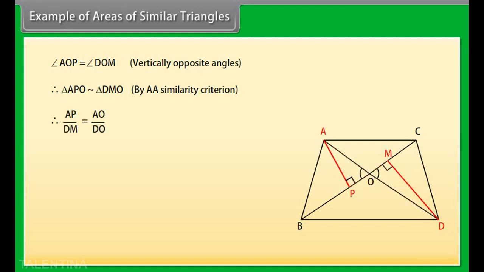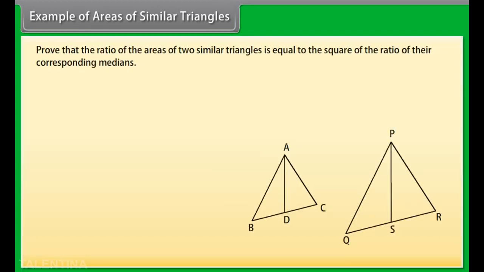Therefore, AP upon DM equals AO upon DO, which implies area of triangle ABC upon area of triangle DBC equals AO upon DO. Prove that the ratio of the areas of two similar triangles is equal to the square of the ratio of their corresponding medians.